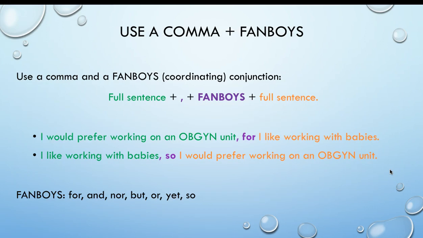You can also use a comma and one of the fanboys conjunctions or coordinating conjunctions. And again, those are at the bottom: for, and, nor, but, or, yet, and so. And remember, you have to use an appropriate coordinating conjunction, otherwise your sentence won't make sense. And there are sometimes multiple ones that would work, so you have to pick what you think is best. So for example, I would prefer working on an OBGYN unit, comma, for, I like working with babies.